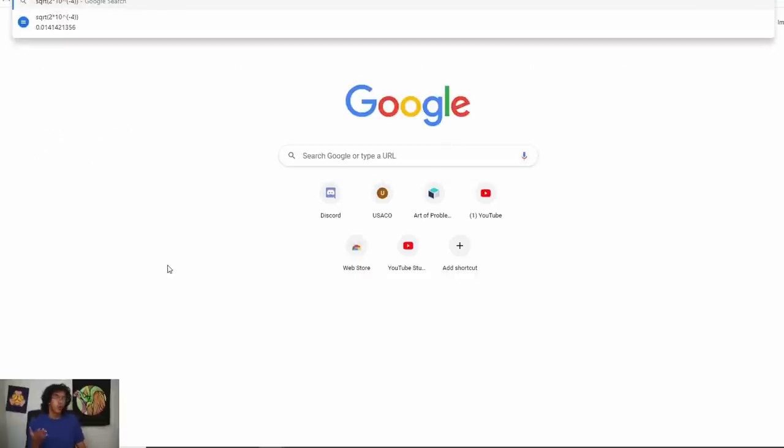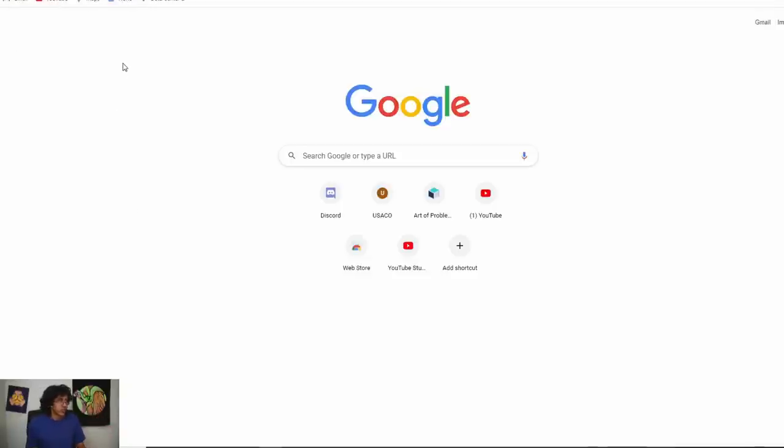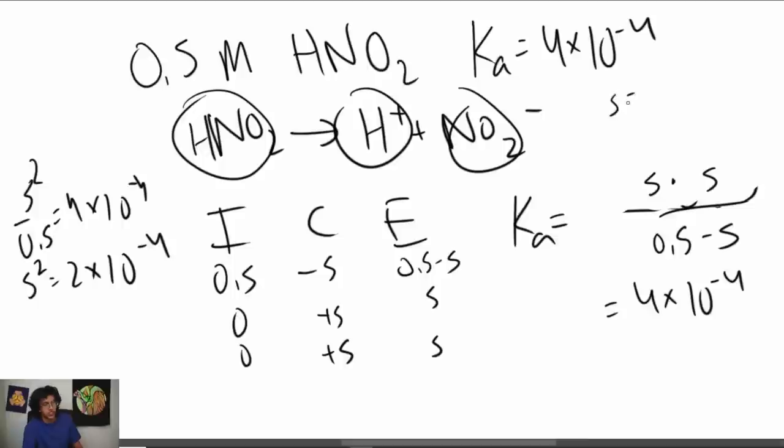So 0.01 is tiny compared to 0.5. The technical rule is the 5% rule: as long as it's under 5% of the original, you're good. You can see that it is only 3% of the original, so we could actually ignore it. So our S is just equal to 0.014.